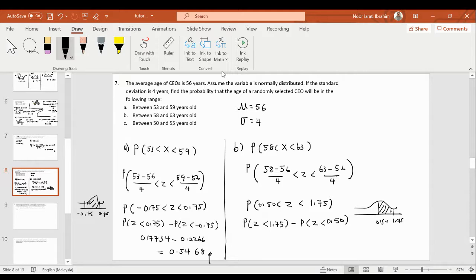So the first one will be 0.9599 from the table minus 0.6915. And the answer is 0.2684. Question 3, you try by yourself and you should get 0.3345. If you don't get this, just let me know. Okay, take that as your practice.